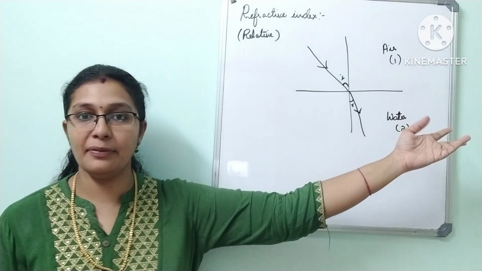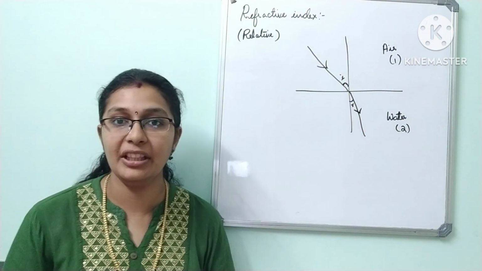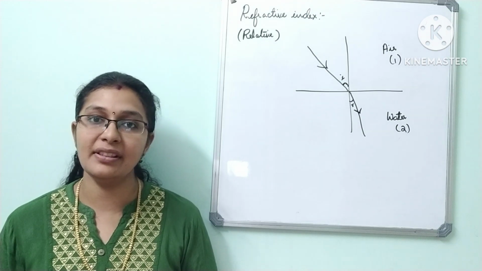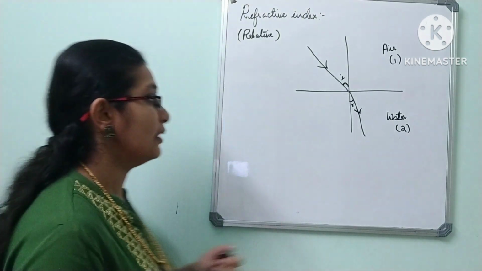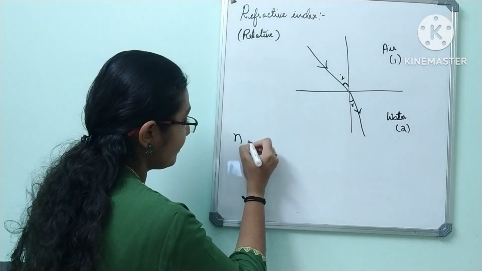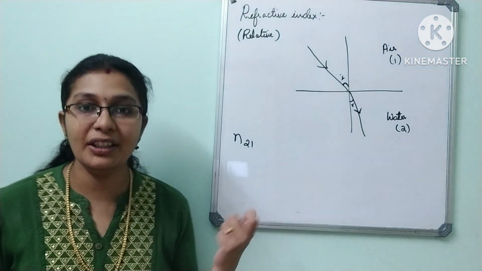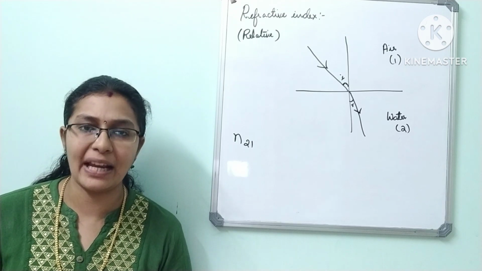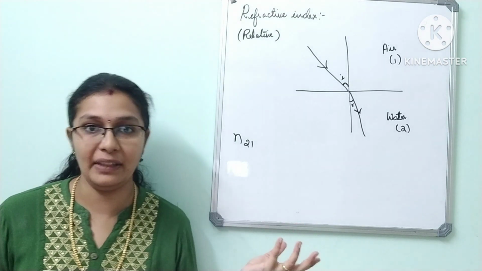Now we are going to consider the first medium as a rarer medium, which is going to be air, and the second medium as water medium, which is a denser medium. Okay? Yes. Now I write like this. What does this mean? It is the refractive index. What is meant by refractive index? It is nothing but bending of light, right?